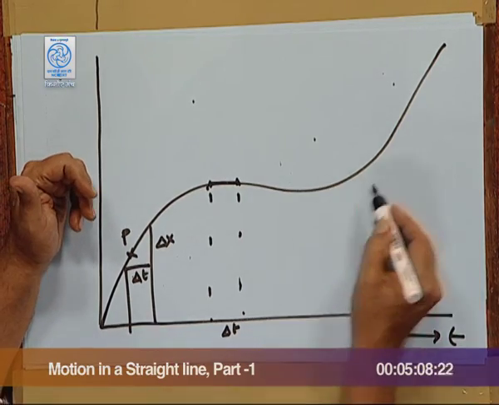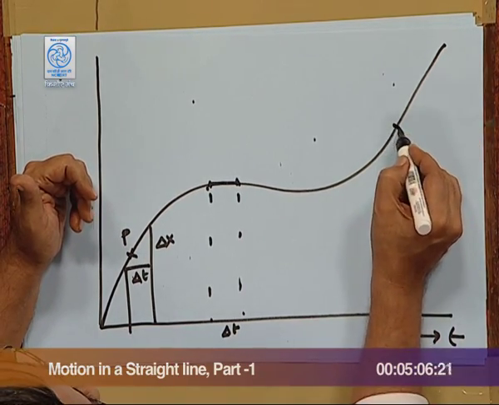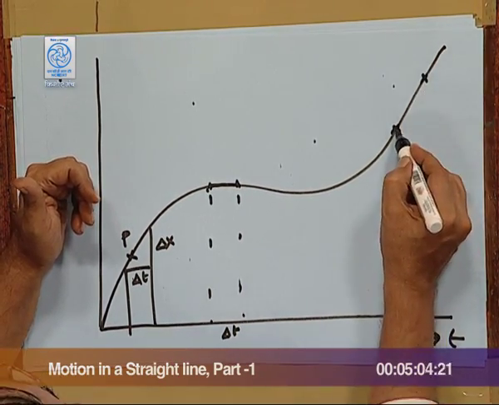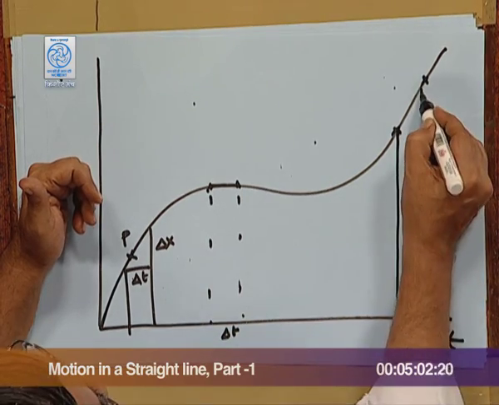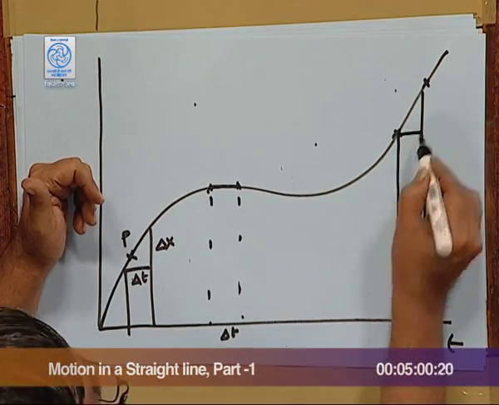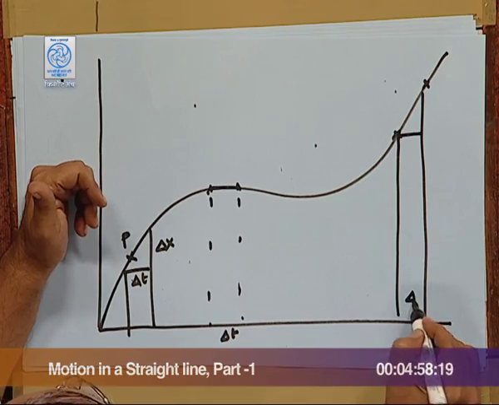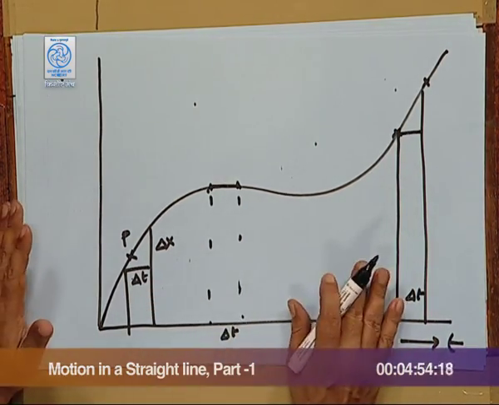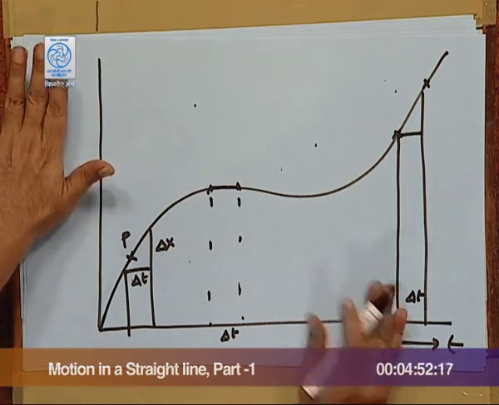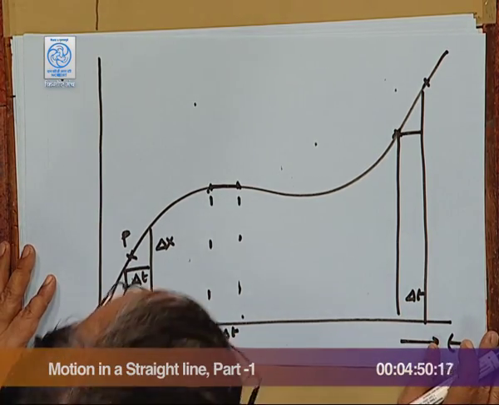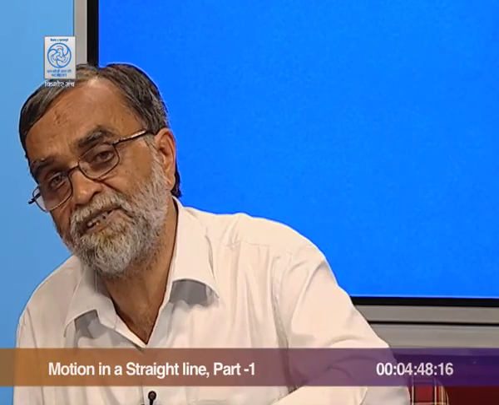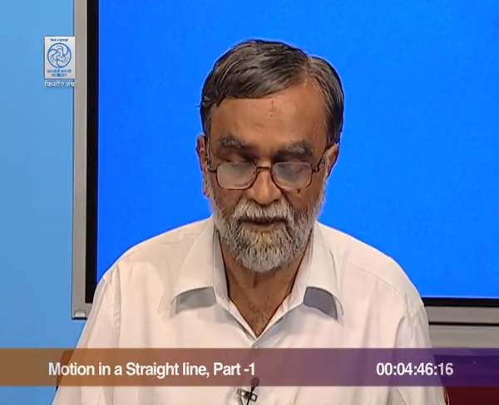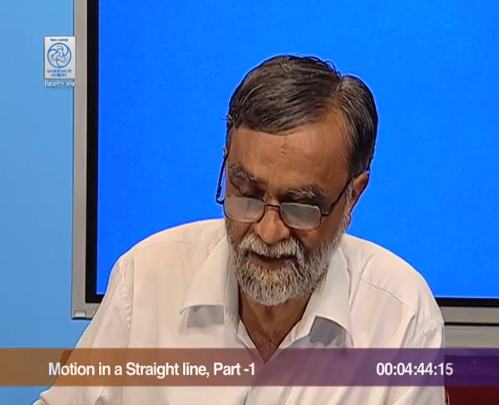Let us look at this position again, where if I take the same interval, delta t being the same, at different timings the slope is different. It means in this kind of nonlinear variation of x versus t, we come to the conclusion that average velocity goes on changing with time. Now, we are talking only about average velocity, that is velocity.